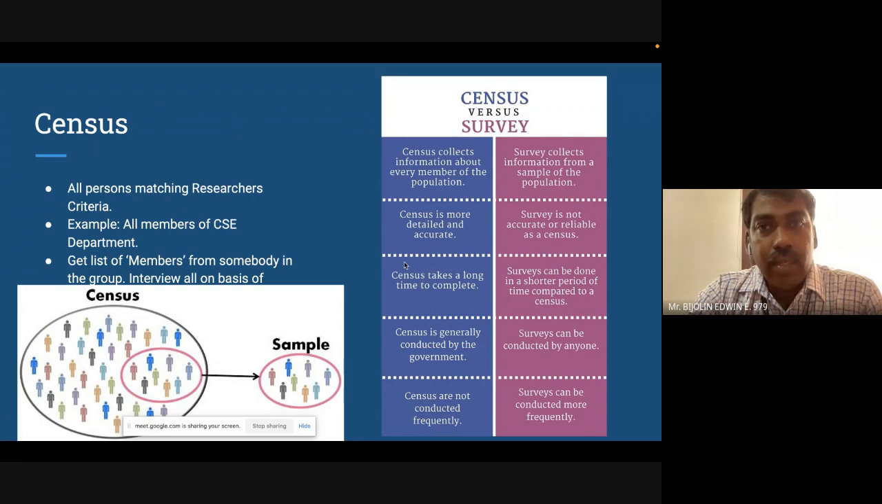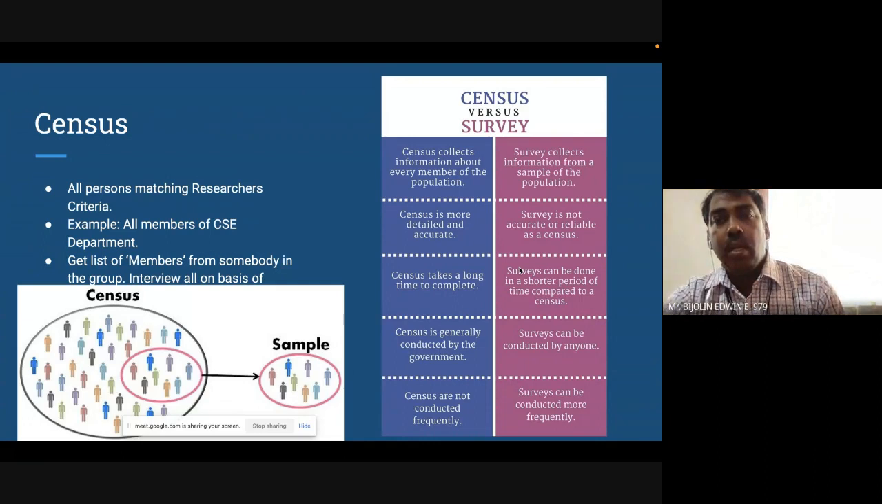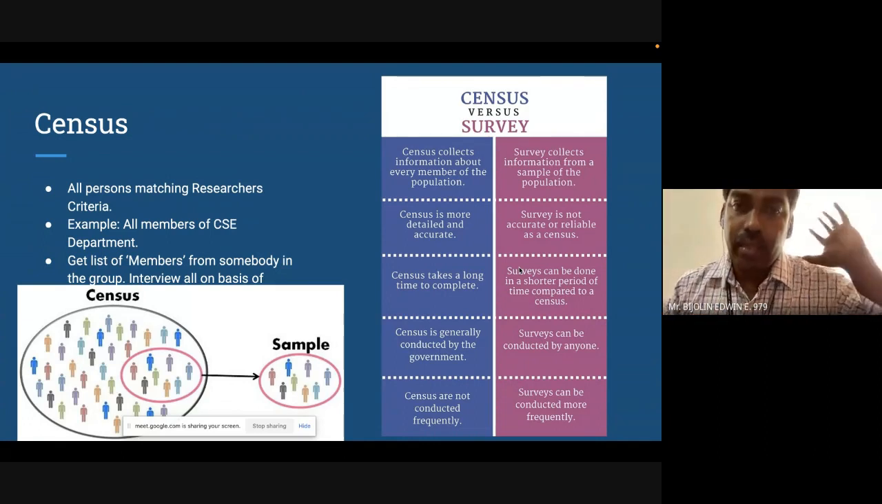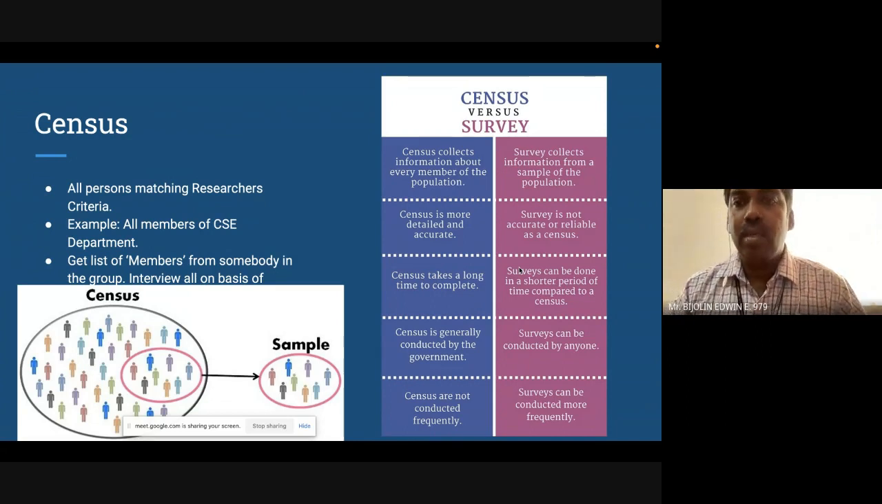So next is survey. When you compare census and survey, census collects information about every member of that particular population, and survey collects information from a sample of that population. Census is more detailed and accurate. Survey is not as accurate or reliable as the census. They get overall information, but they don't come out with the accurate value.